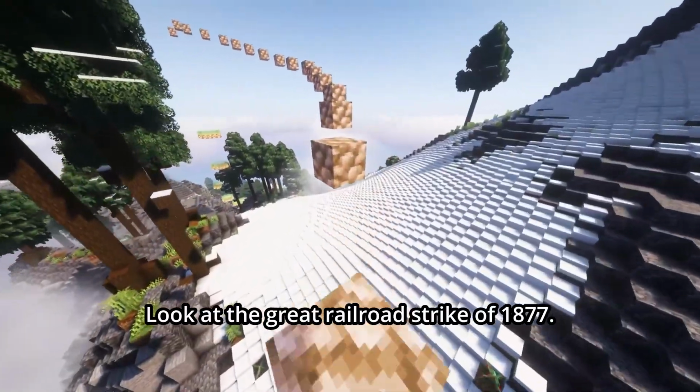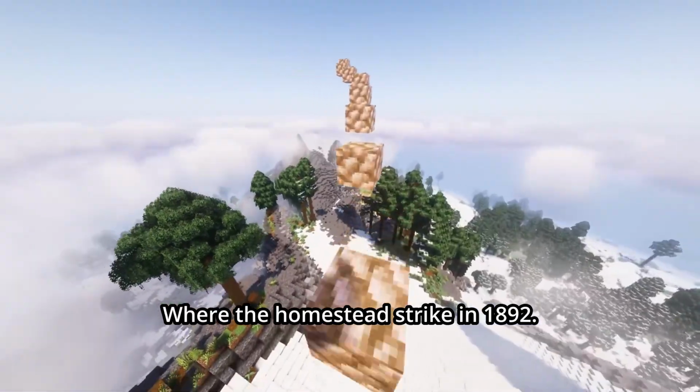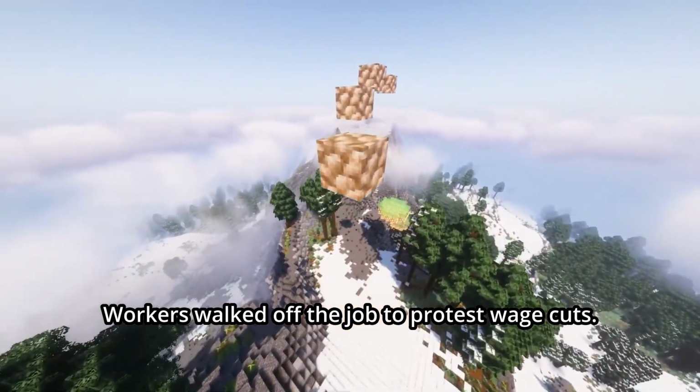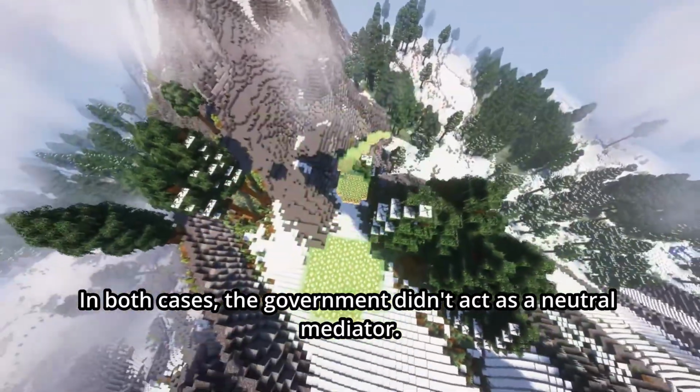Look at the Great Railroad Strike of 1877, or the Homestead Strike in 1892. Workers walked off the job to protest wage cuts. In both cases, the government didn't act as a neutral mediator. No.